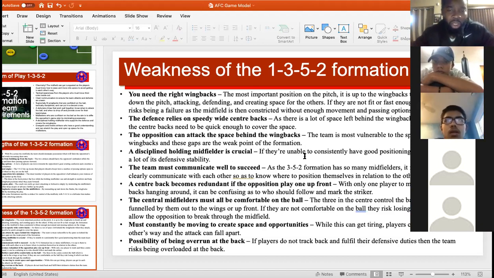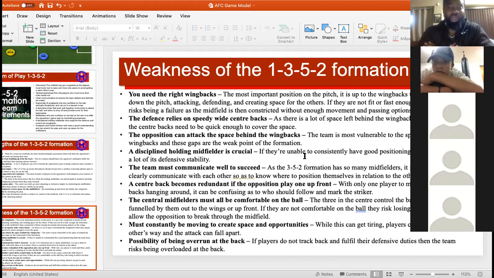Discipline, the holding midfield is critical. If we are unable to constantly have good positioning, then the team loses a lot of defensive stability. If we don't keep our positions, then we're going to have no stability in defense, right? The team must communicate well to succeed. We must communicate properly in order to be successful. If we cannot communicate, we're not going to be successful in doing this.